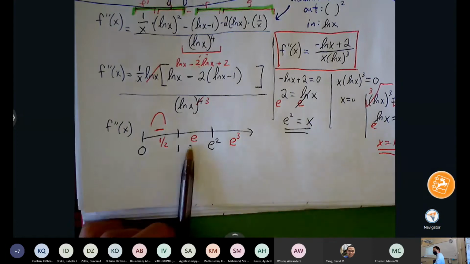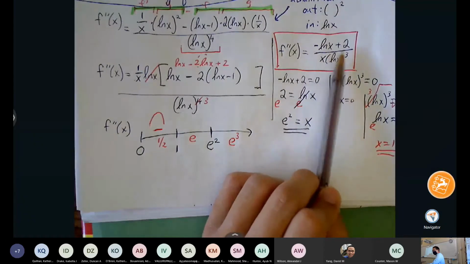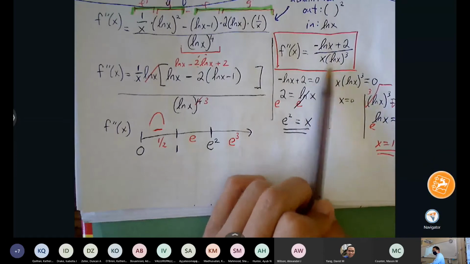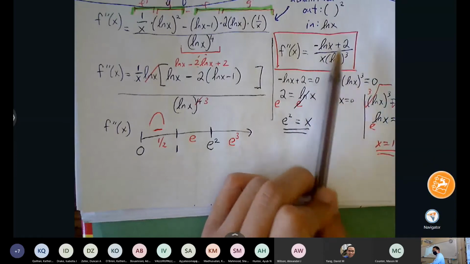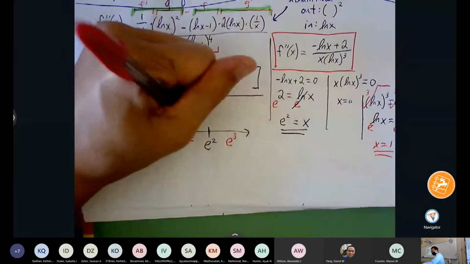Next up, I'll test e. Natural log of e is 1. Negative 1 plus 2 is positive. E natural log of e, that's all positive. So positive over positive is positive.